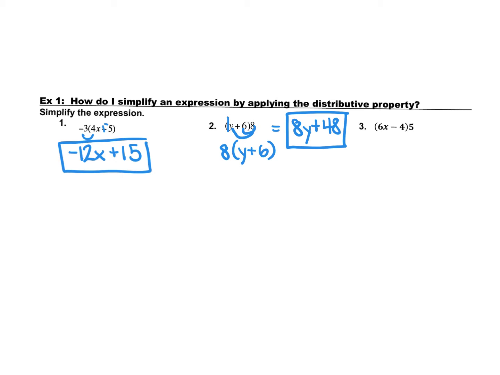And our last one here, same thing. I could rewrite that as 5 times 6x minus 4. I'm just going to do it like this. And I have 6x times 5, which is 30x. And then I have 5 times, and remember that's a negative. So 5 times negative 4, and that's going to give me then a negative 20. And because I'm getting a negative answer there, I have to put a minus. I'm going to put a minus 20 right here.